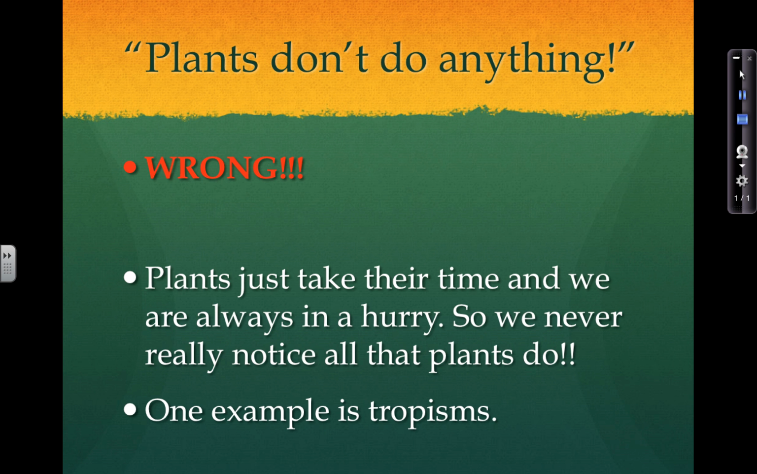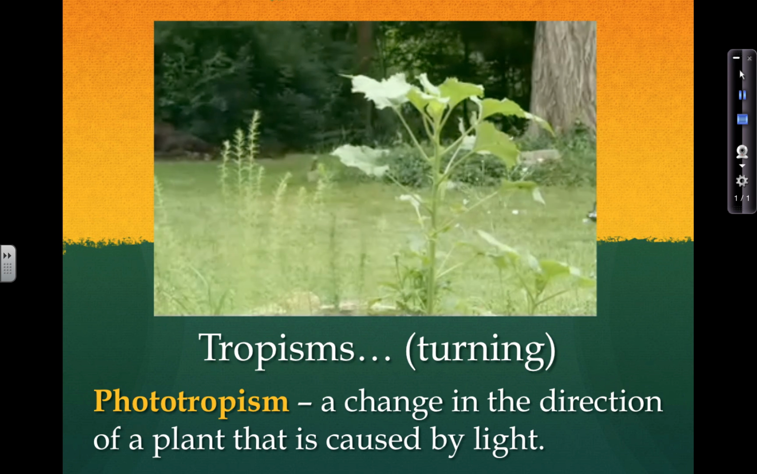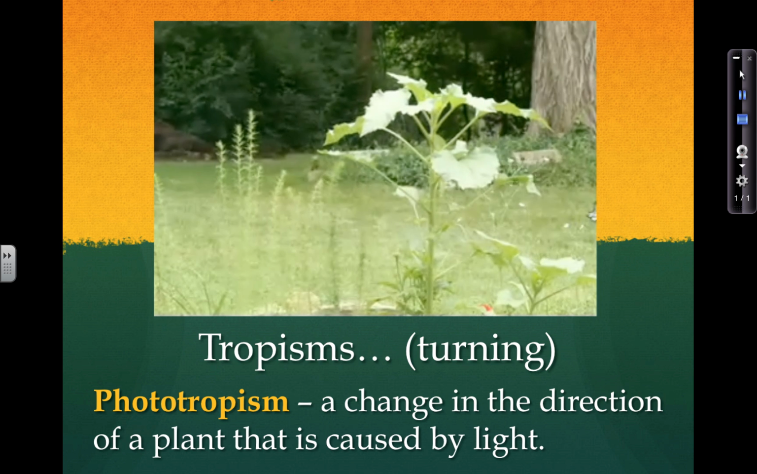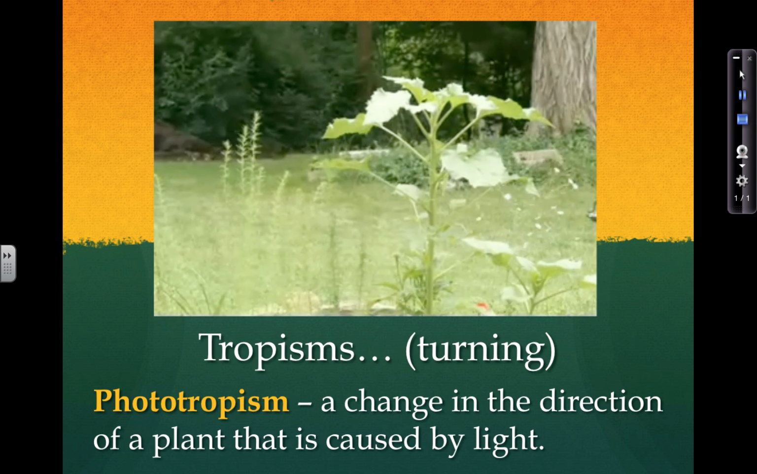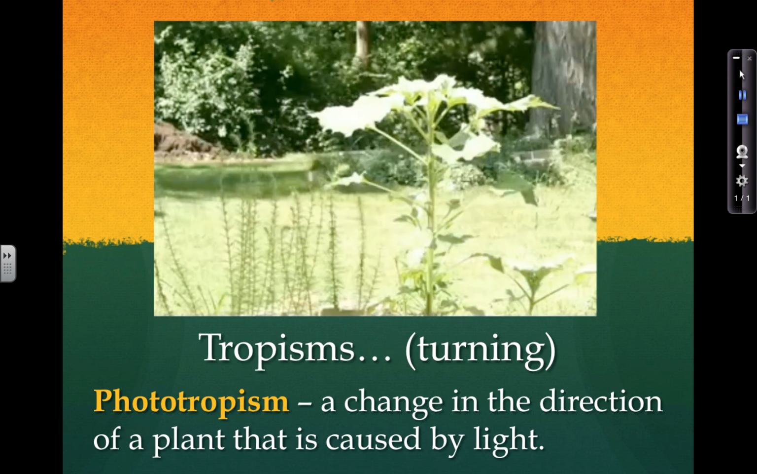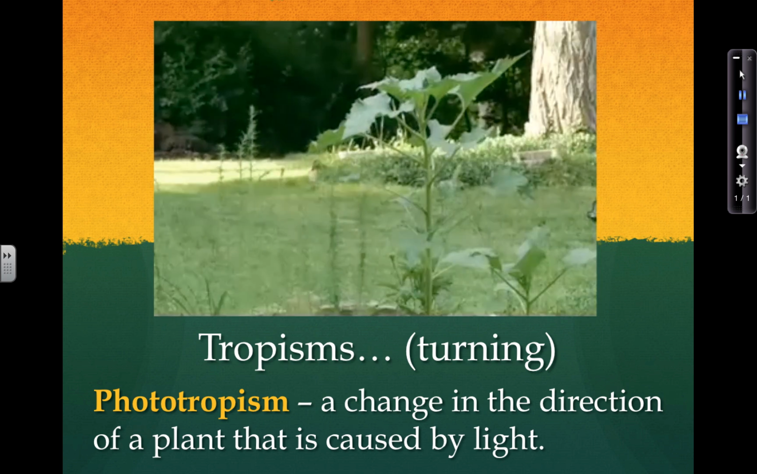One example of something that plants do is tropisms. If you watch this little video clip, you see the plant is opening its leaves to the sun, and it tracks the sun as it goes across the sky. This is an example of a tropism called phototropism. Photo means light, and tropism means turning.